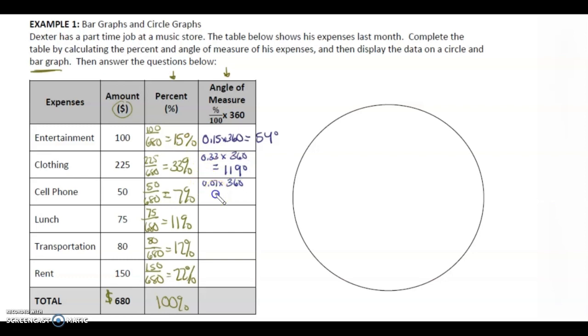Okay, what's 7% of our entire pie or our total whole? 25 degrees. Okay, we want to do this for all of these. 11%, 12%, and then 22%.